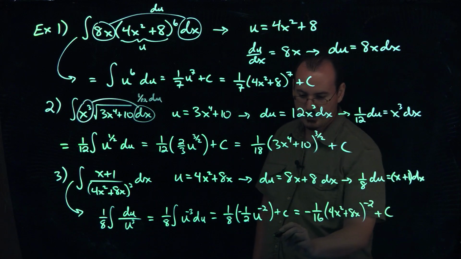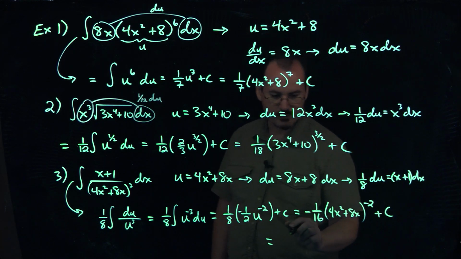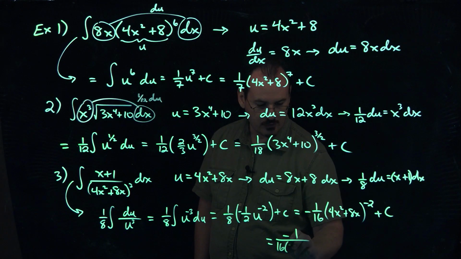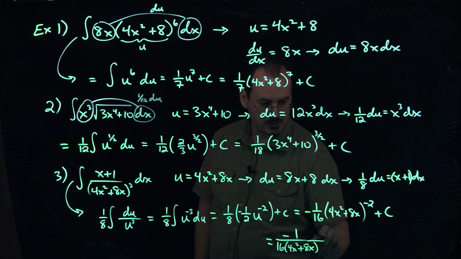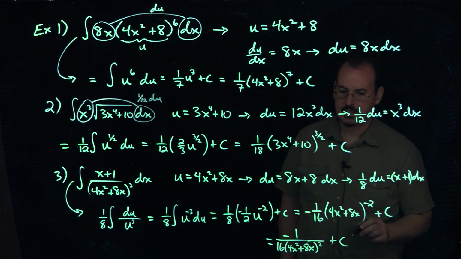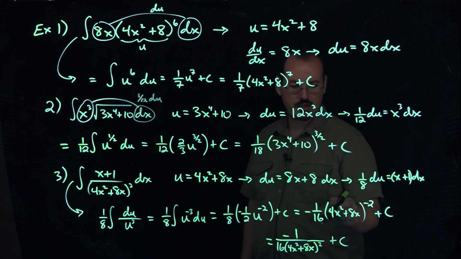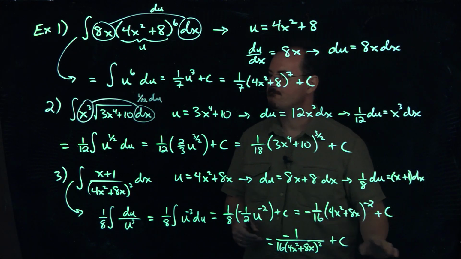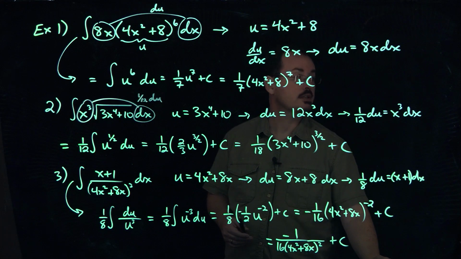And if you want, you can write this without negative exponents as negative 1/16 times 4x squared plus 8x to the positive 2 power plus a constant. Okay? In my math lab, of course, it's not going to matter whether you leave the answer like this or you put it like this. Okay? So we'll continue this on the next video.